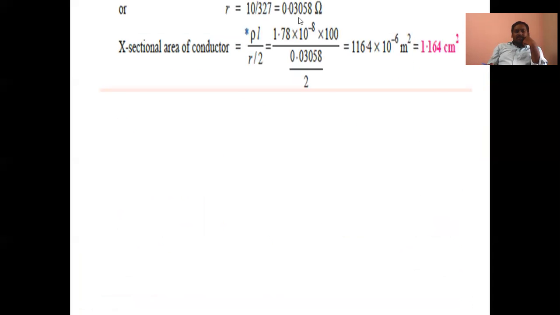What happened? This is 0.something. Then the cross section area: R is equal to rho into L by A. From this, A is equal to rho into L by R, where capital R is nothing but small r by 2. So we can substitute it here. These are the answers.